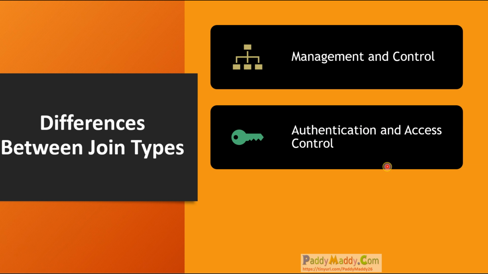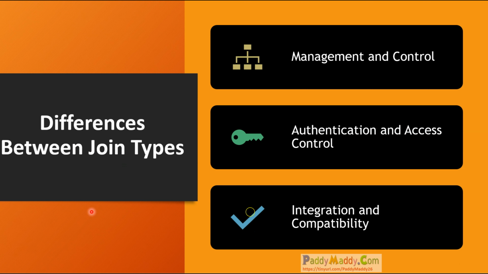And the third important difference would be integration and compatibility. Microsoft Entra joined and hybrid joined devices are going to provide a deeper integration with Microsoft Entra ID, enabling seamless access to your Azure and Microsoft 365 resources. On the other hand, Microsoft Entra registered devices cater to your personal devices or bring your own devices, offering a level of integration suited for BYOD scenarios with limitations in terms of management and control.